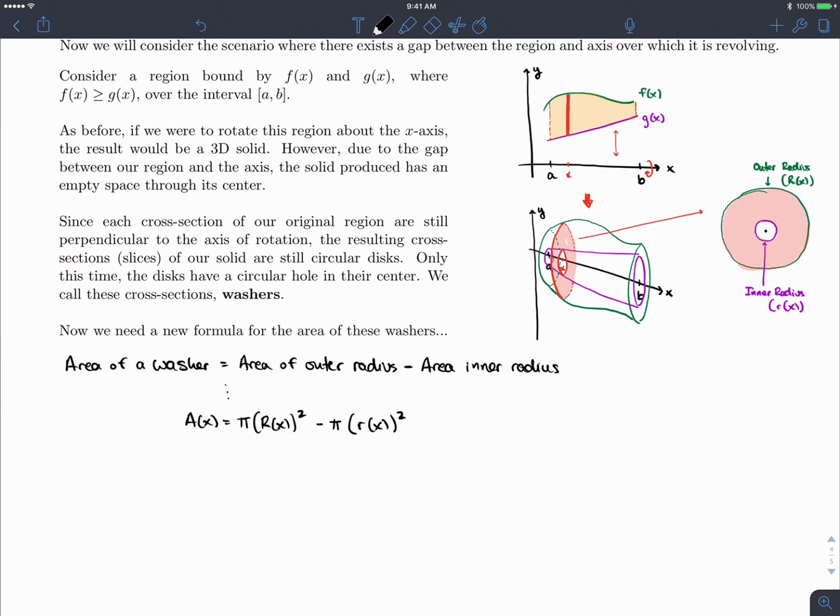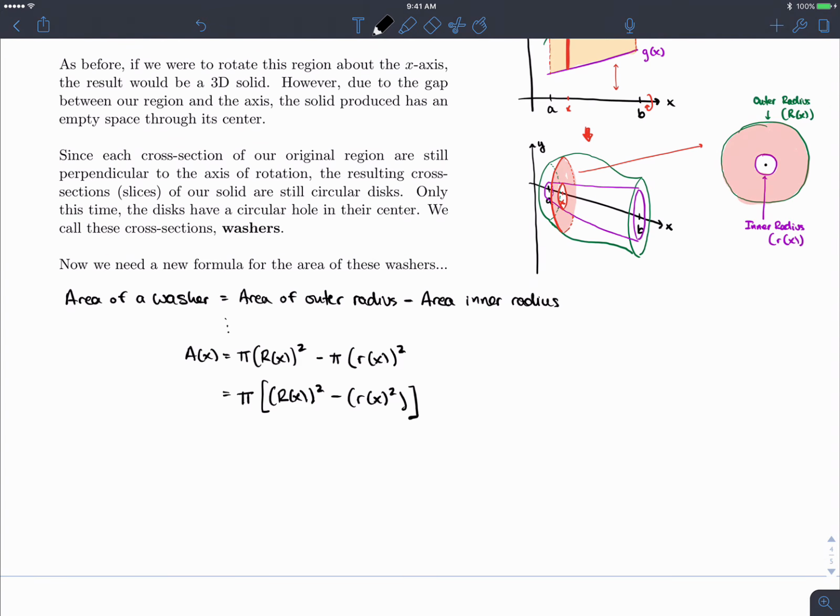To make things a little easier on us, what we tend to do is factor that pi out, and then we've just got outer radius squared minus inner radius squared. Notice we are squaring them individually, not the difference being squared in this case. All right, and just to be consistent with the notation here, I guess we do that. Okay, so that's how we would calculate the area of the washer.